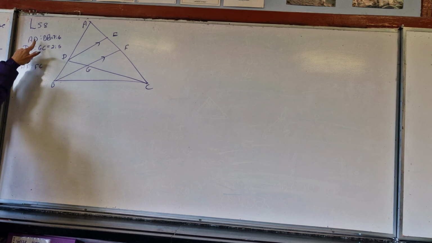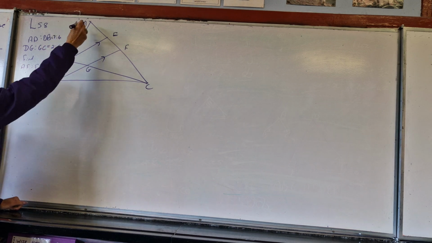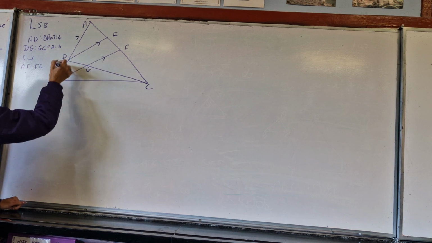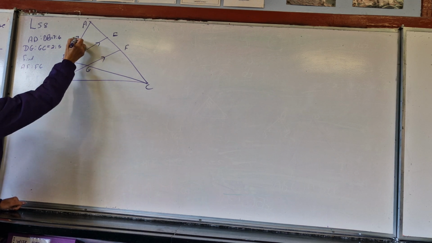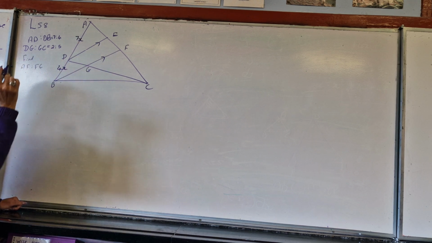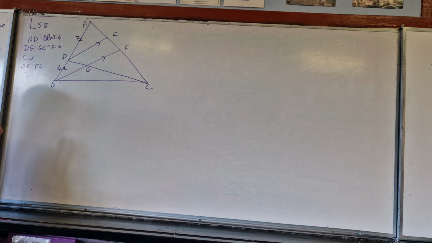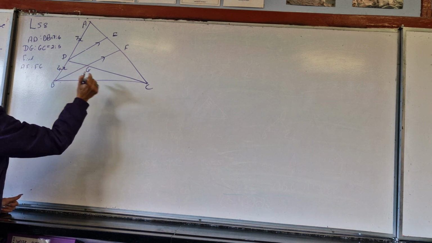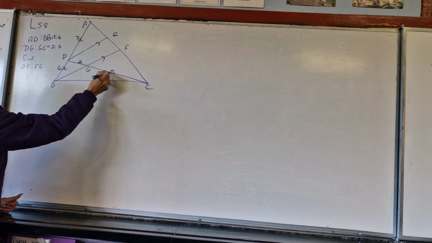Given to me is that AD to DB is 7 to 4. AD to DB is 7 to 4. So I write 7x. Yes, 7x. Or whatever you like, what you fancy. But it's not a length, it's a ratio. Also, they gave me that DG to GC is 2 to 5. And you can't mix it up.